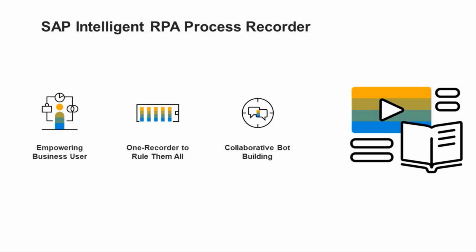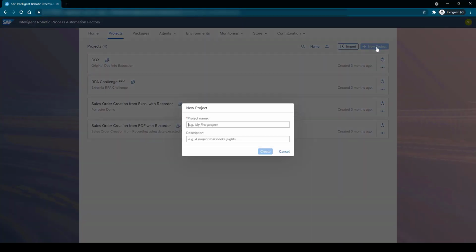Now let's look at how, as a business user, we can use Intelligent RPA to further optimize our sales order processes. For this, I'll show how to use the product to automate the creation of sales orders that are obtained from a variety of data sources.